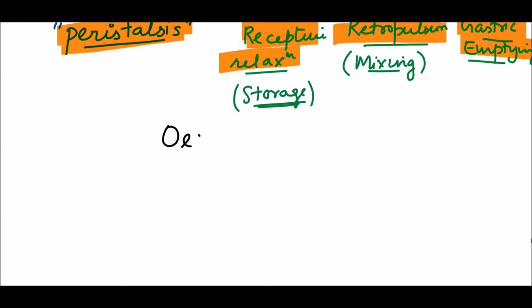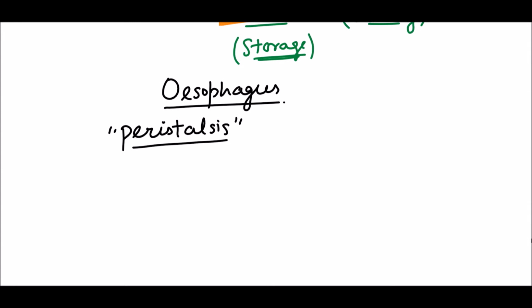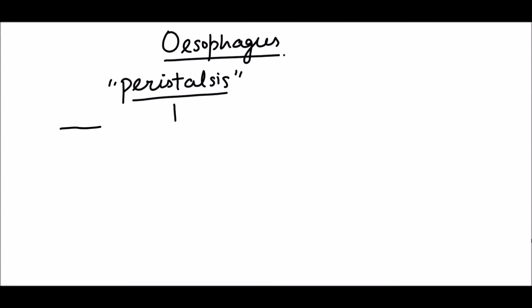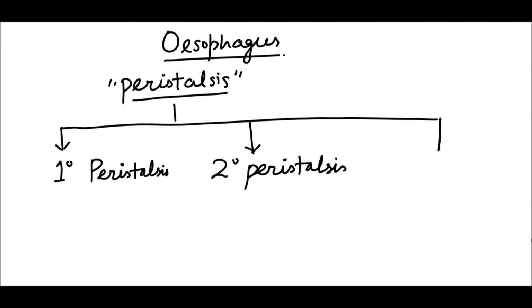If we talk about peristalsis, it can be divided into three types. So there are three different types of peristalsis. The first type is called primary peristalsis, another is called secondary peristalsis, and the last type is called tertiary peristalsis.